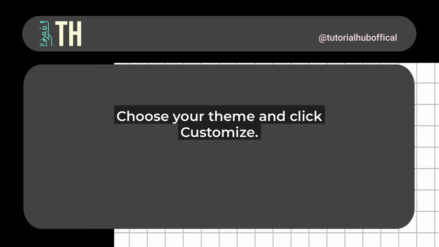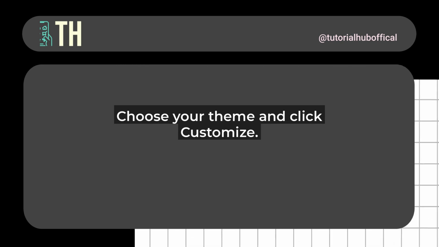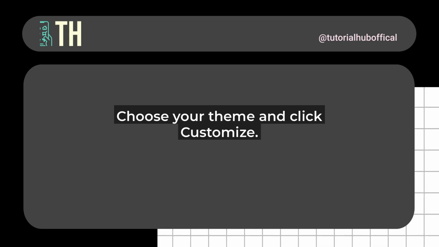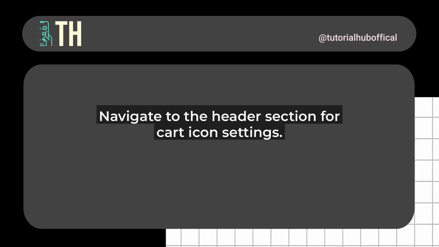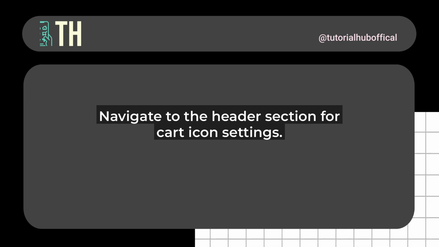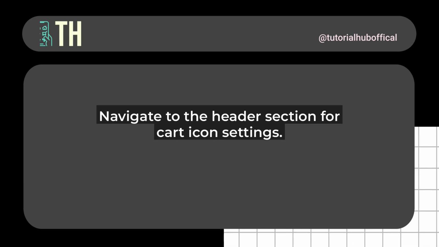Now, in the theme editor, navigate to the header section. That's usually where the cart icon lives. Look for the cart icon settings. In the 2025 update, Shopify has made this even more user-friendly with a dedicated icon library. If you don't see it right away, try using the search bar in the editor to find Cart Icon options.